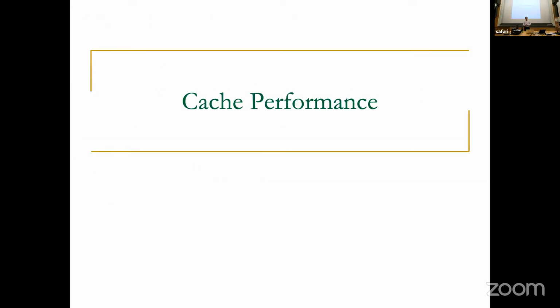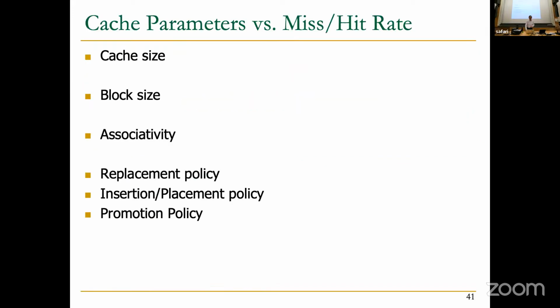Okay, so let's talk a little bit about cache performance. We've kind of been implicitly talking about this, but I want to cover a couple of things that are important. There are a bunch of cache parameters that we've discussed. Even the management policies, if you add the multi-level management policies, you can add them over here. But cache size, block size, associativity, the management policy within a single level, as well as management policies across levels. All of these affect performance.